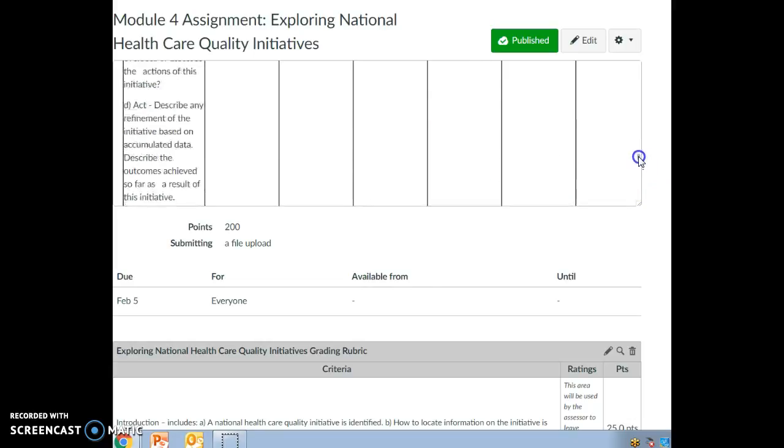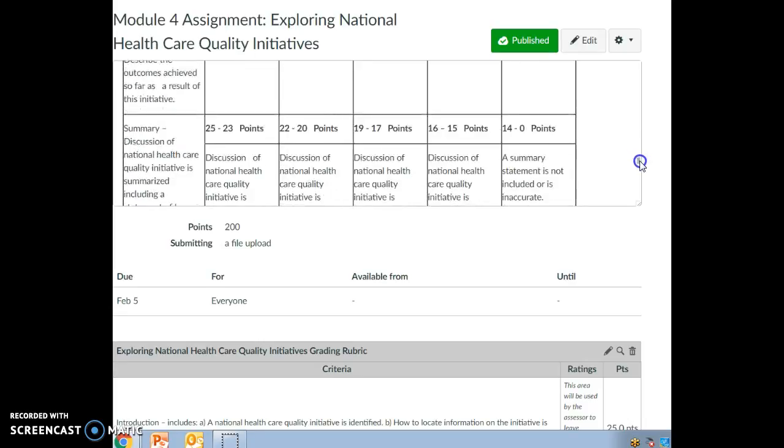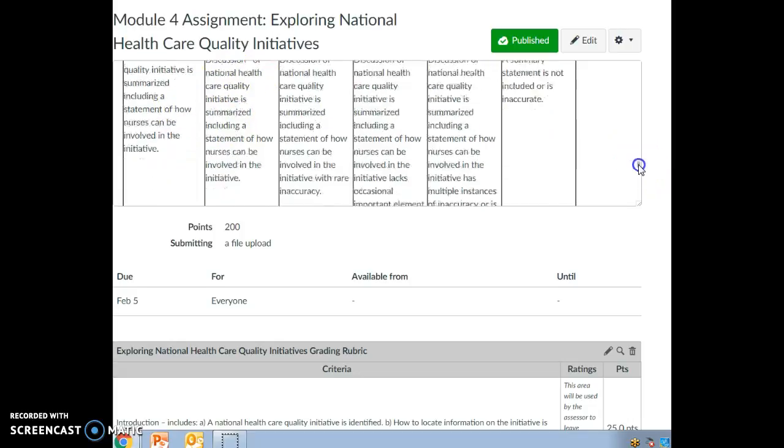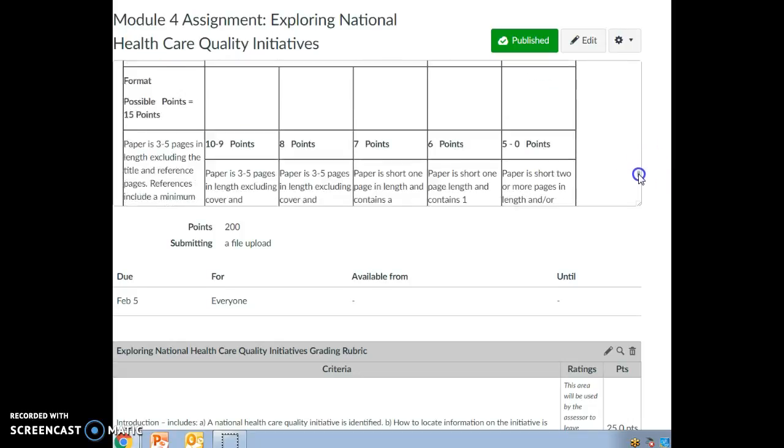and the summary. My suggestion is that you take this piece here and take a piece of paper and write all these words down and see if you can answer each one of these questions, and then you can go ahead and type your paper. Summary is at 25 points to get all these. How can nurses be involved in the initiative? So make sure again you're including all those pieces.